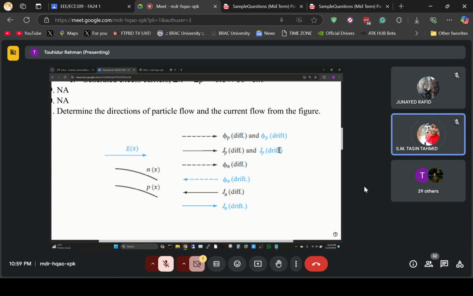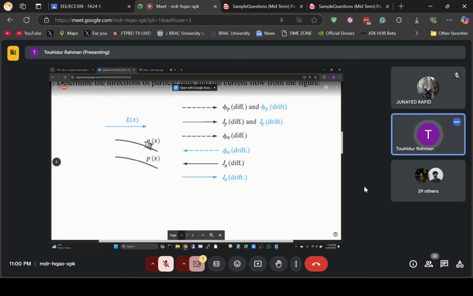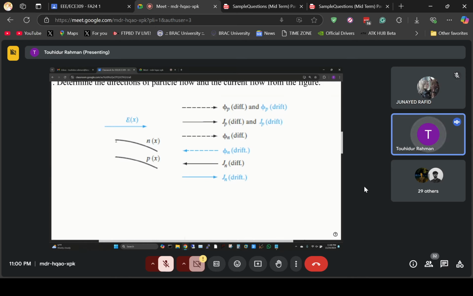Yes, sir. Okay. Now let's draw the electrons. First of all, we will check the diffusion. The carrier concentration is high on the left, low on the right. So diffusion always happens from high to low. So electrons will diffuse from left to right, like this.